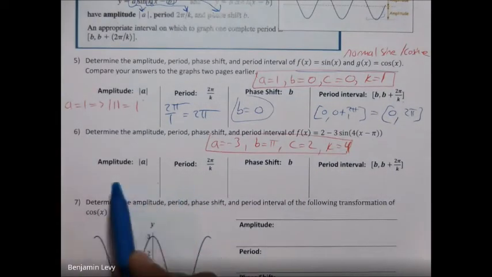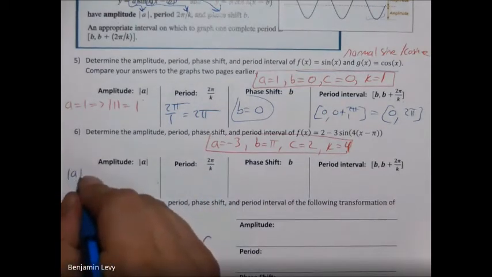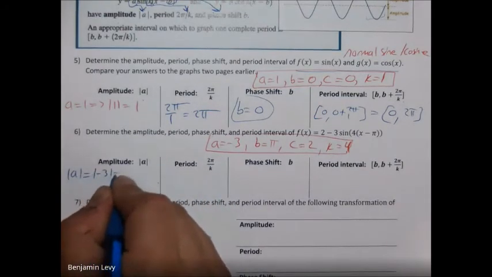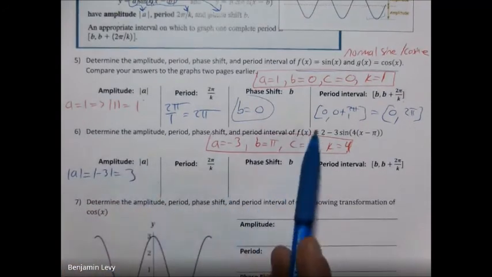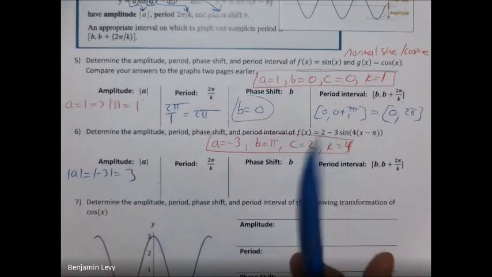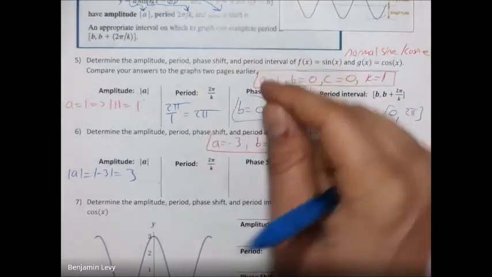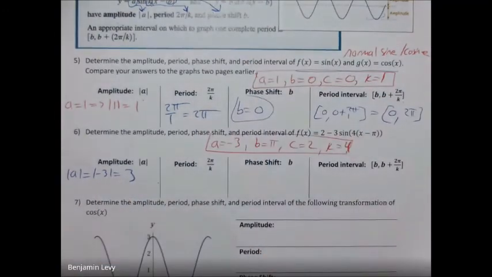So if we want to know the amplitude, we take the absolute value of A. And so the absolute value of A in this case is the absolute value of -3, which is 3. And so this graph has been stretched by a factor of 3, right? It's been stretched vertically. And so it's going to have a higher amplitude than the base case, which just had 1.